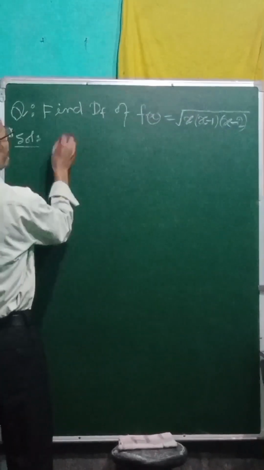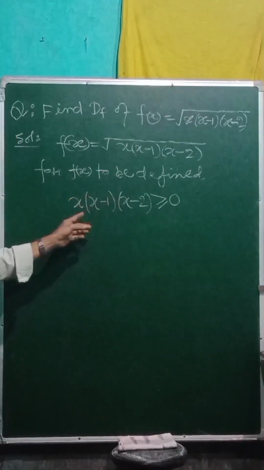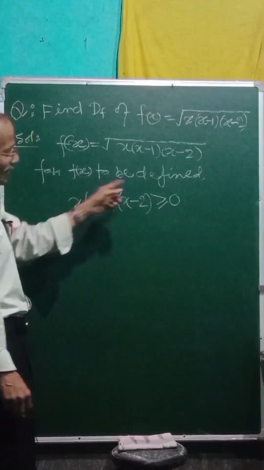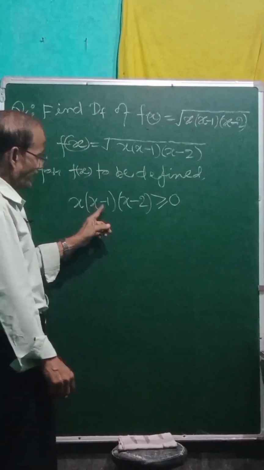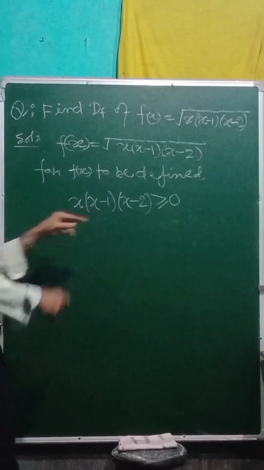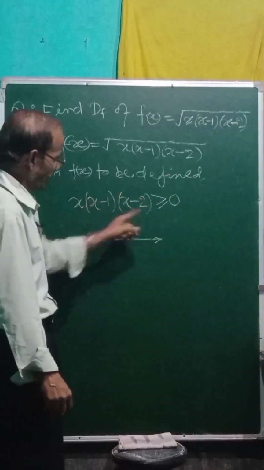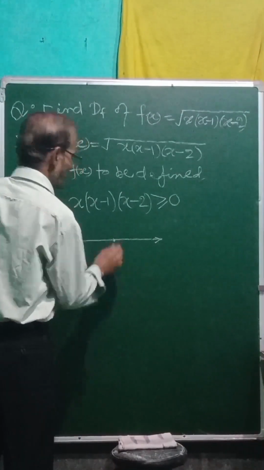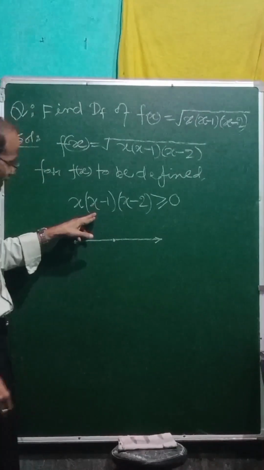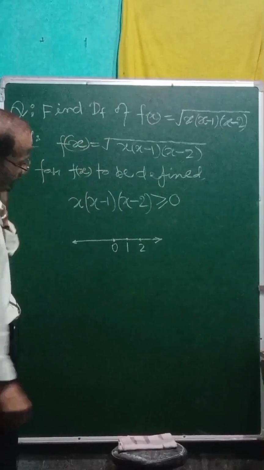Solution. Obviously, we know that under root something must be greater than or equal to 0 for the function to be defined. So from here, find the critical values of x on the number line. See here, if I put x is equal to 0, then everything is 0, equal to 0. Then 0 is an acceptable point. And then x is equal to 1, and then 2 is also a point of the domain under this condition.